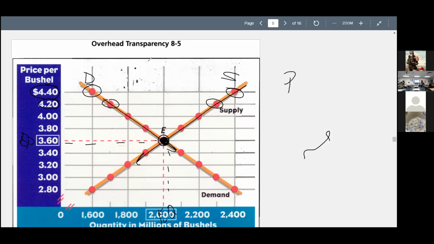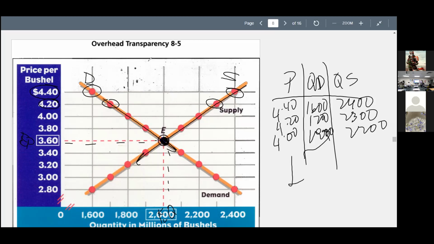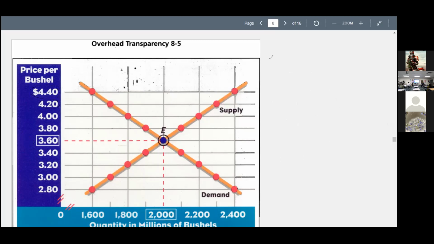So basically all we did was take price, quantity demanded, and quantity supplied. You see at 440, we have 1,600 and 2,400. At 420, it looks like 1,700 and 2,300. At $4, 1,800 and 2,200. And you can go all the way down, but that's how we created that. Any questions on that?